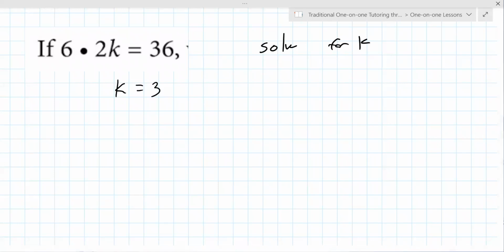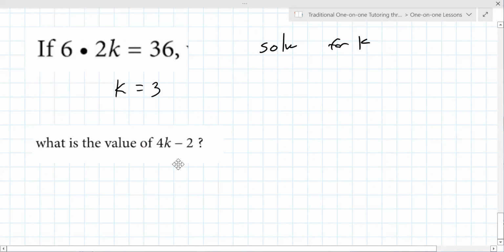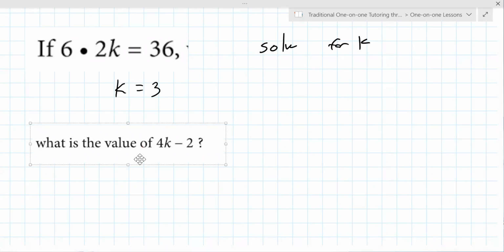Now let's look at the rest of this. It wants to know what is the value of 4K minus 2? Yes. What is the value of 4K minus 2? All right. Now what you need to do is 4 times 3 is 12, and 12 minus 2 is 10. That's correct. Very good.